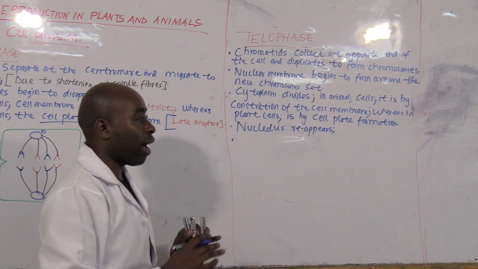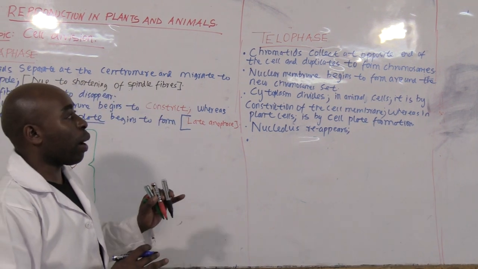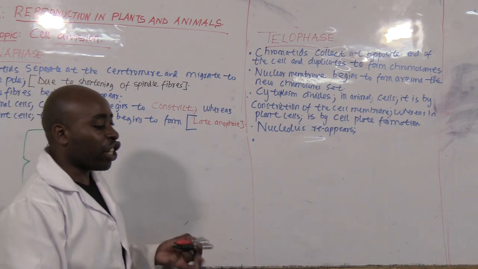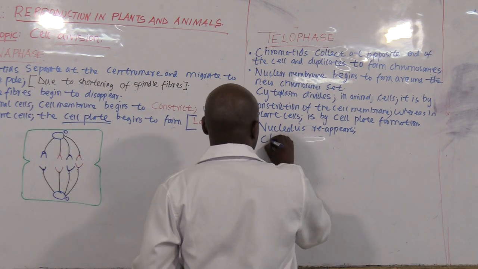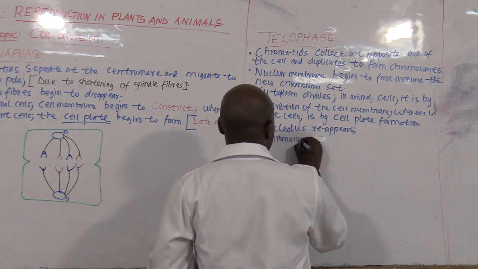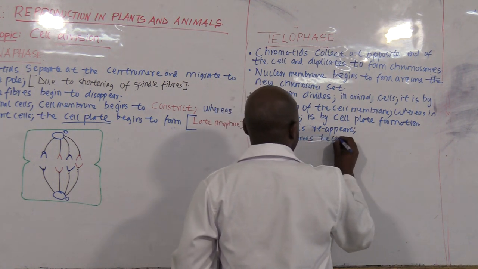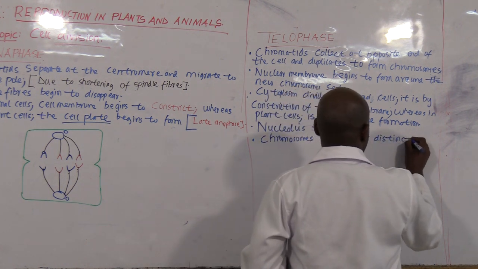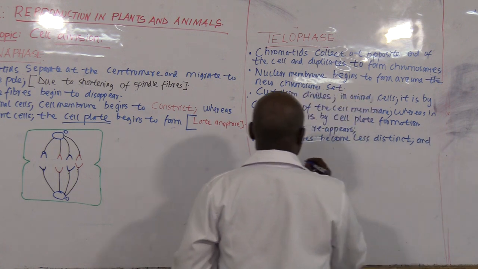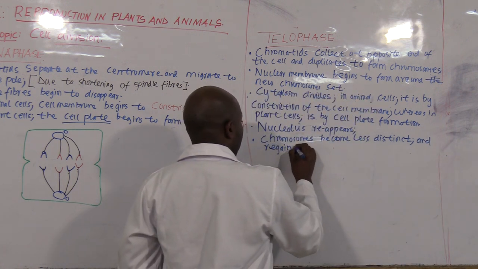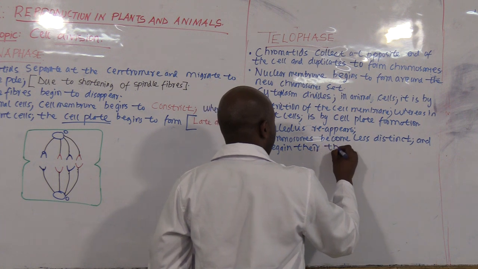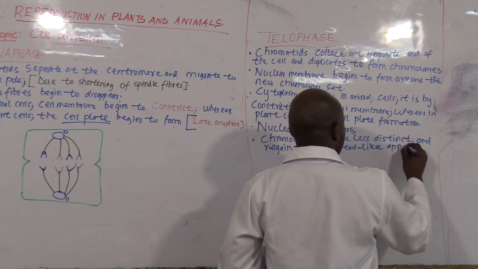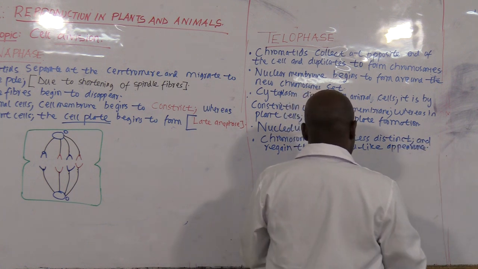So how will they appear? They'll appear like the interphase stage. So the chromosomes become less distinct and regain their threadlike appearance.